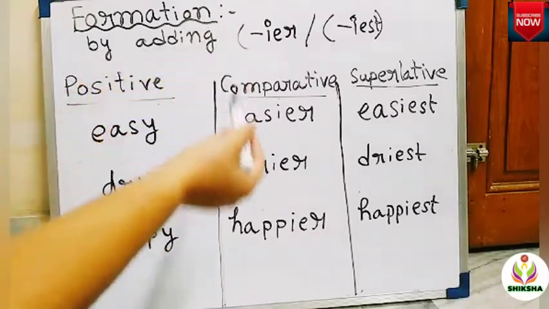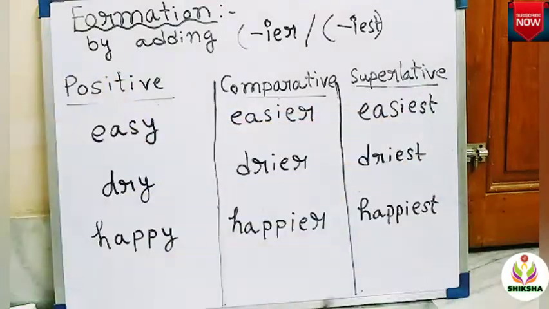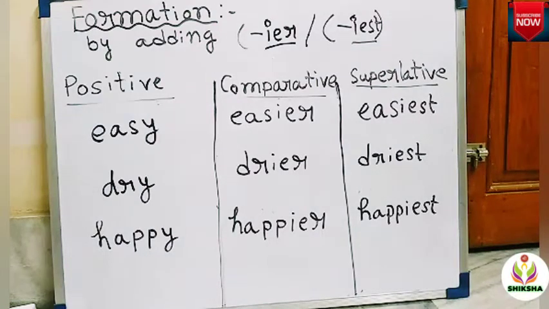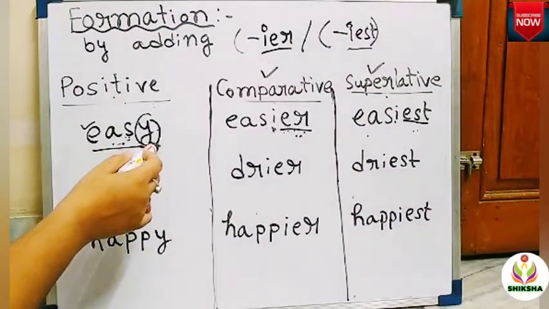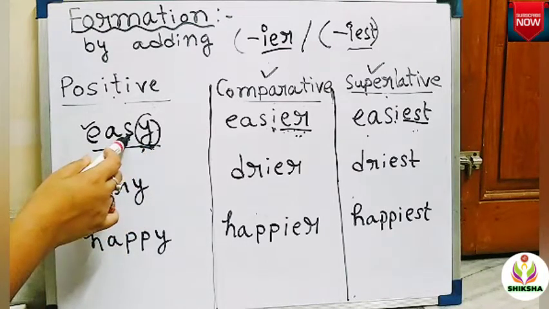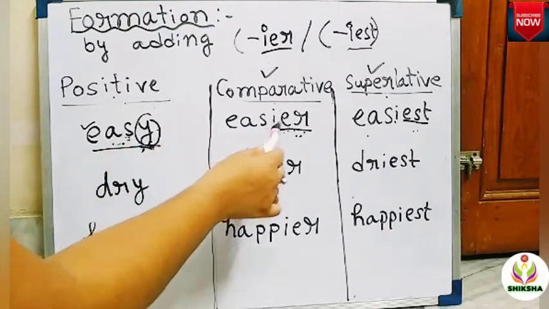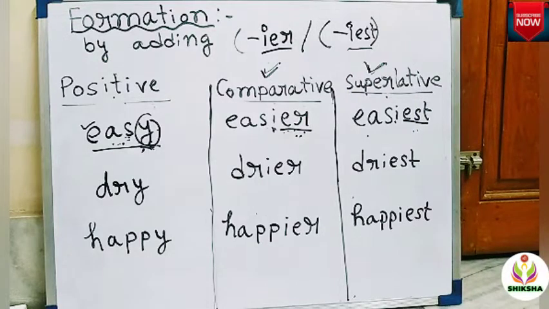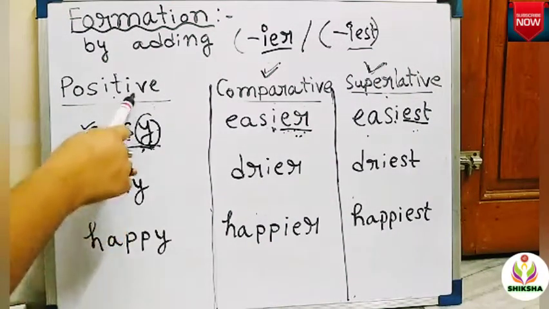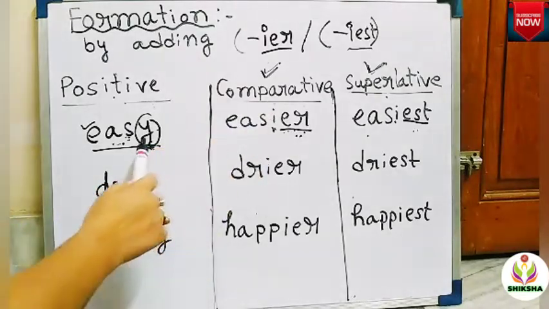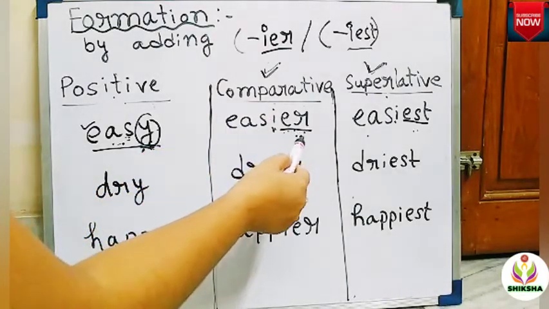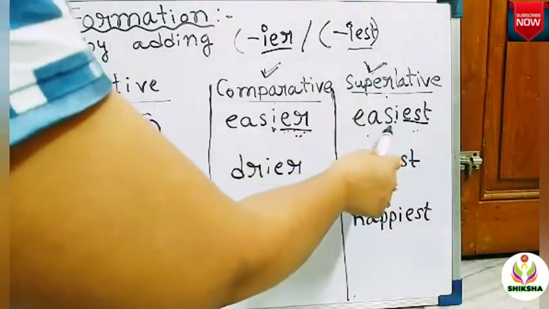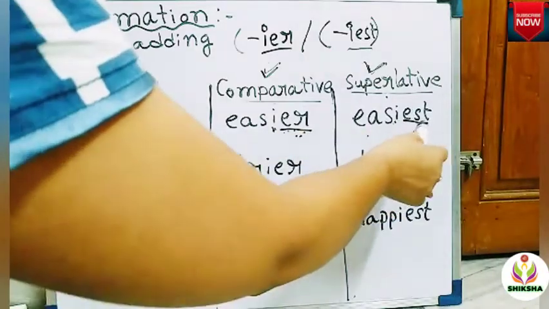Again, some adjectives form their comparative and superlative forms by adding ier and iest to the positive forms. Let's see how. When a positive degree ends in Y and there is a consonant before it, we change the Y into I and then add er and est to form the comparative and superlative. Here easy is the positive form and the comparative form of easy will be easier, that is changing the Y into I and adding er. And the superlative form of easy will be easiest, that is changing the Y into I and adding est at last.